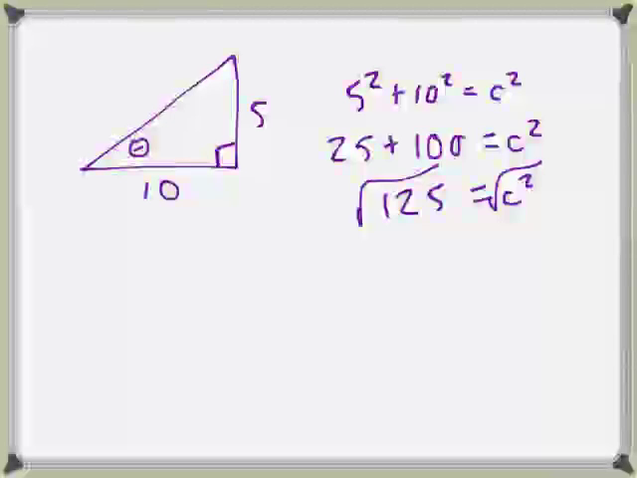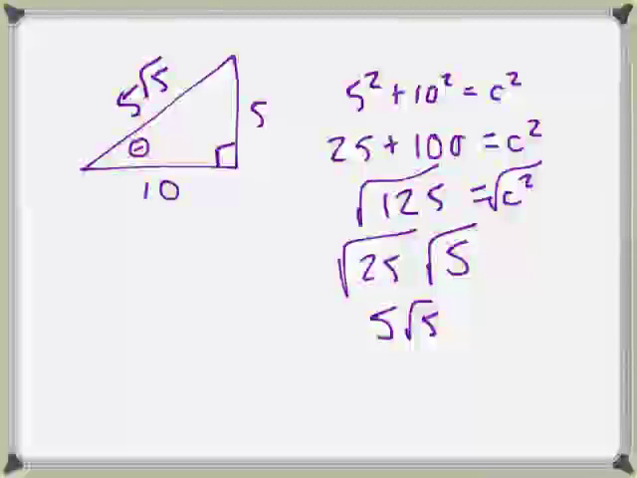So we need to simplify that square root. How do I do that? You could say square root of 25 times square root of 5. Okay, so 25 goes into 125 5 times. And the square root of 25 is 5. So we get 5 square roots of 5 for the third side.